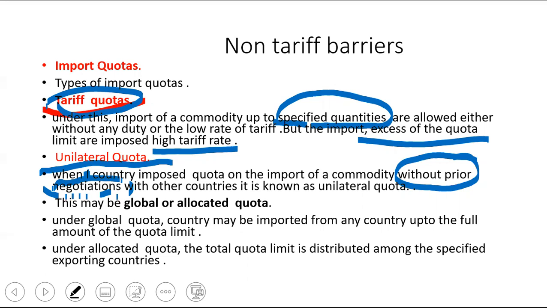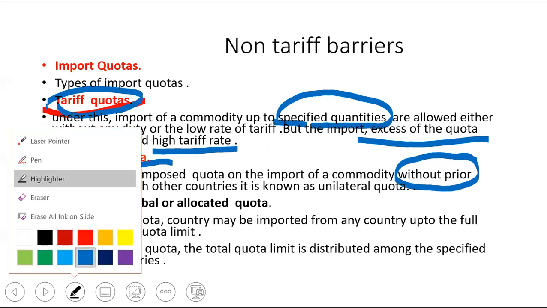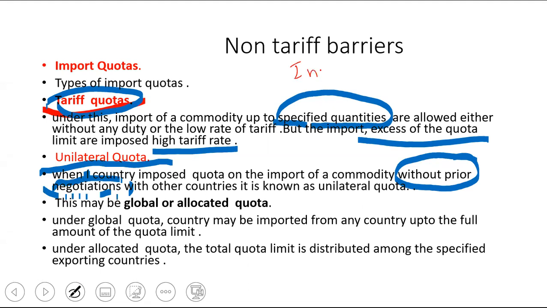For example, the trade is between India and, let us say, France. Trade is between India and France.